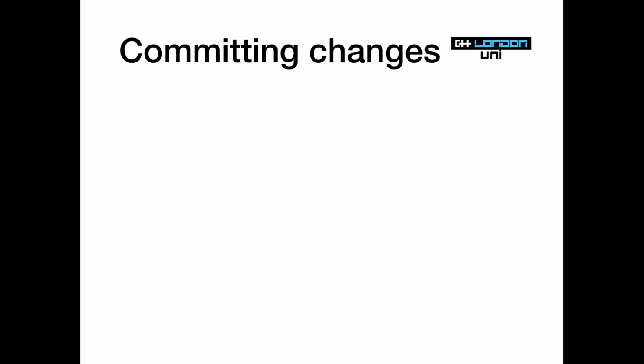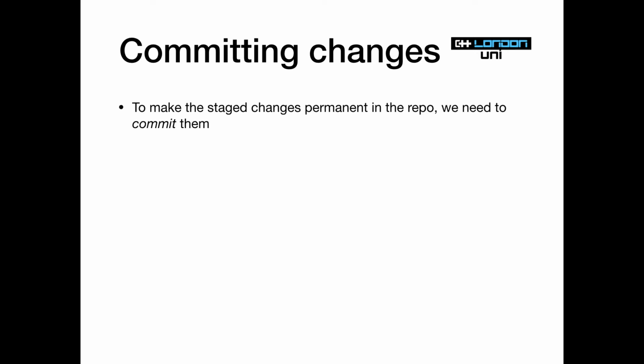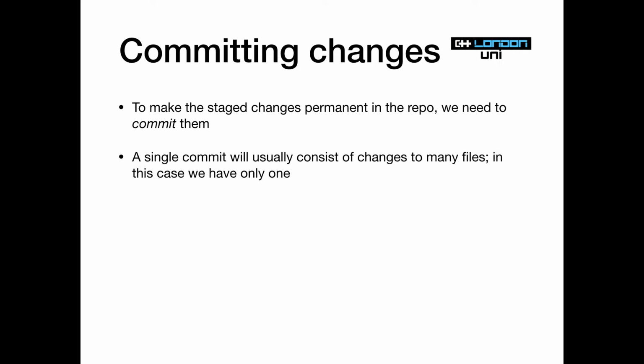So we've now staged our changes. We've prepared our change set. In this case, we've only got one change. We're adding a new file. But in principle, and usually when you do this, you'll have many, many files that you've changed. So to make these permanent, we need to commit these changes to the repository. As I say, usually we'll have changes to many files, in this case it's only one. But I don't want people to think that you can only change one file at a time. That's not the case. You can add many changes from many files to a single commit.